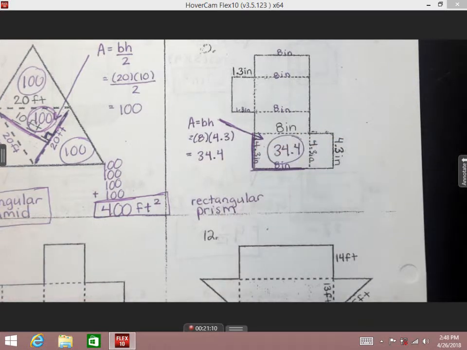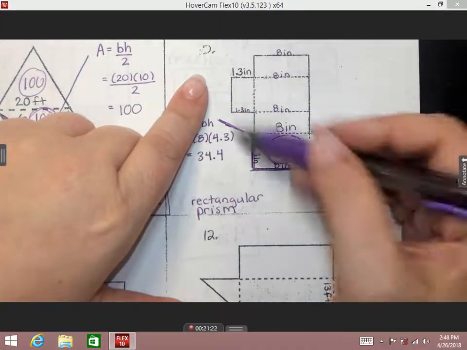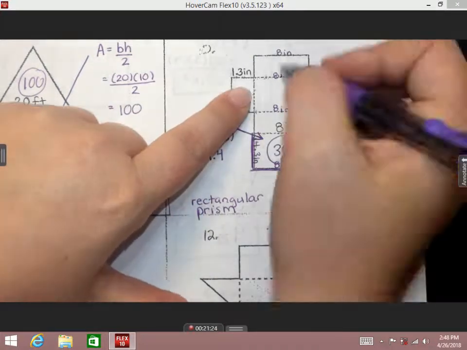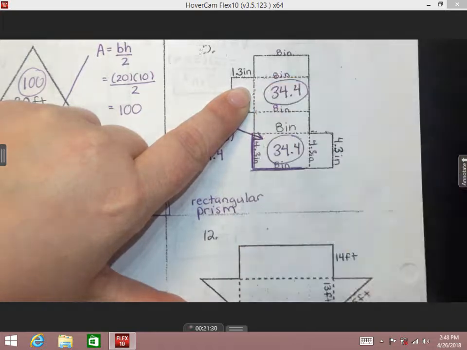All right, here's the cool thing about rectangular prisms. I know that they have to match because like the bottom has to match the top. The left side has to match the right side. The front has to match the back. So when I'm looking at this, I'm looking for which part is going to match. This rectangle looks like the same size, so that should be my matching part.